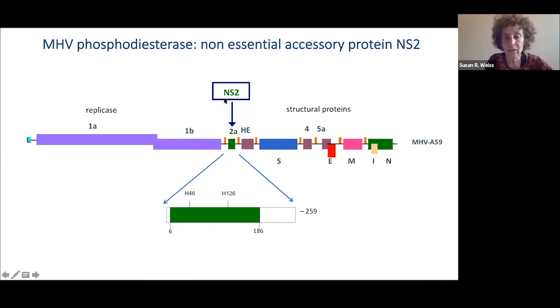So NS2 is an accessory protein. This is the MHV lineage A genome. OC43, the human virus, also encodes this protein. And here it is with its two catalytic histidines. So very early on we were able to get a wild type and mutant virus of strain A59. So where I say A59 in the next few slides, it's actually the wild type virus. The mutant is NS2 with this histidine inactivated so that this enzyme is no longer active.